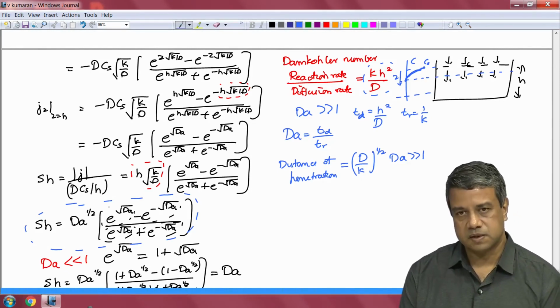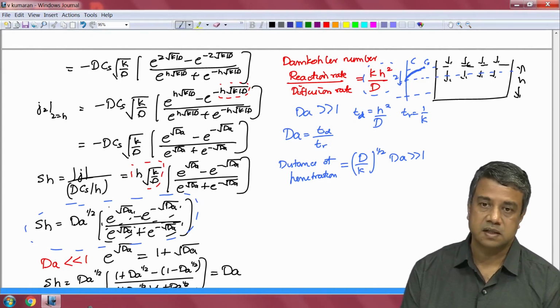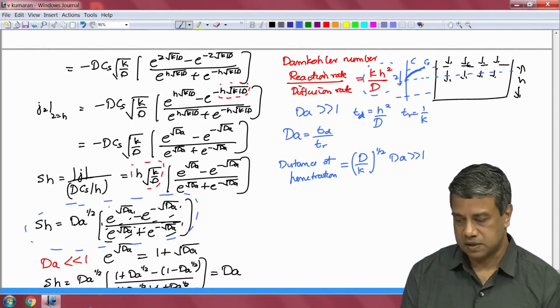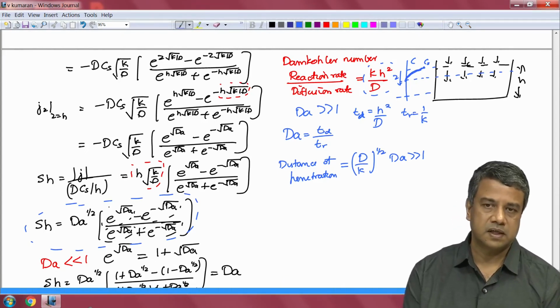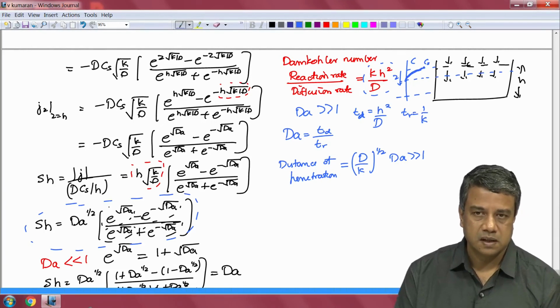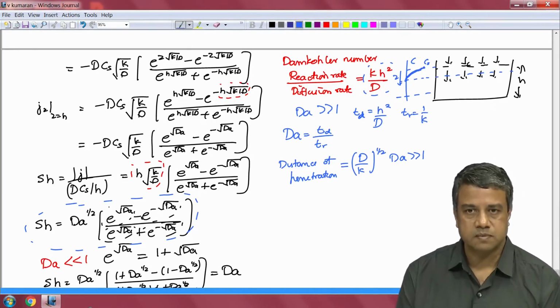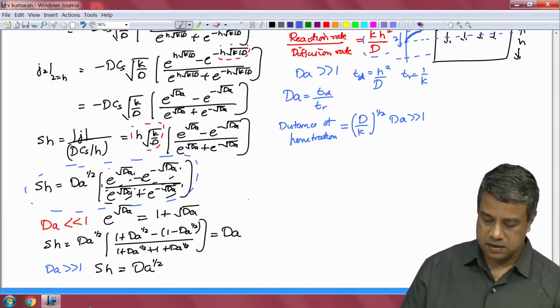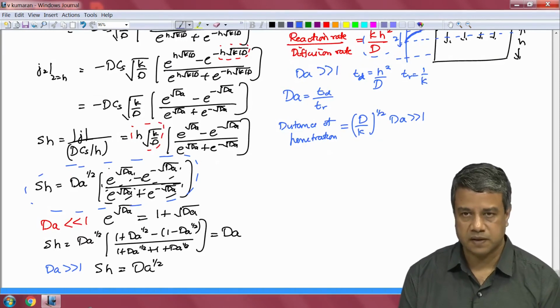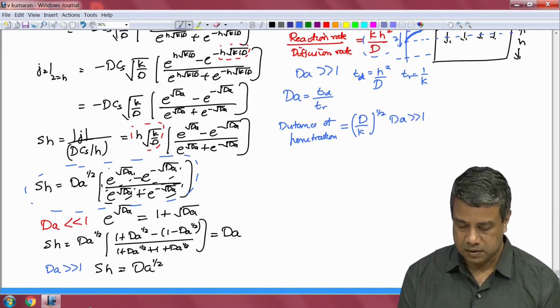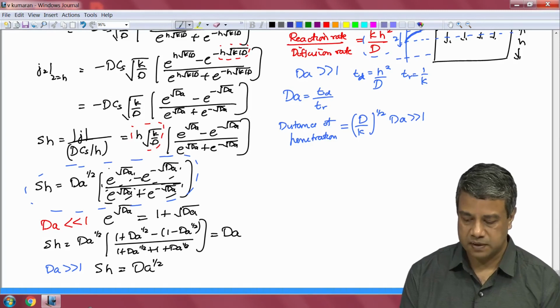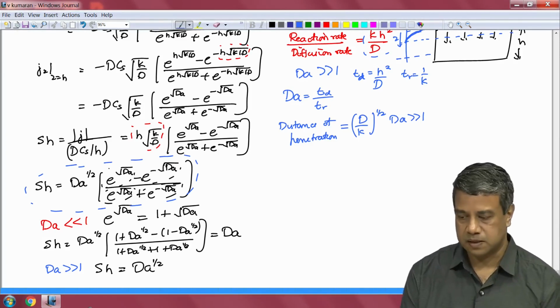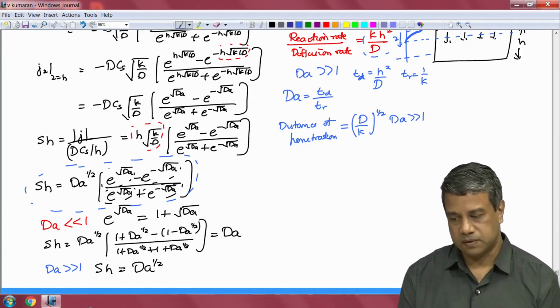The reaction time is much smaller than the diffusion time, or the reaction rate is much faster than the diffusion rate. In the limit of small Damkohler number, it will diffuse over the entire region, because it diffuses over a thickness of h before it gets consumed. And in each of those cases, these are the correlations: Da to the power half in the limit of high Damkohler number, and proportional to the Damkohler number itself. In fact, it is equal to the Damkohler number in the limit of small Damkohler number.